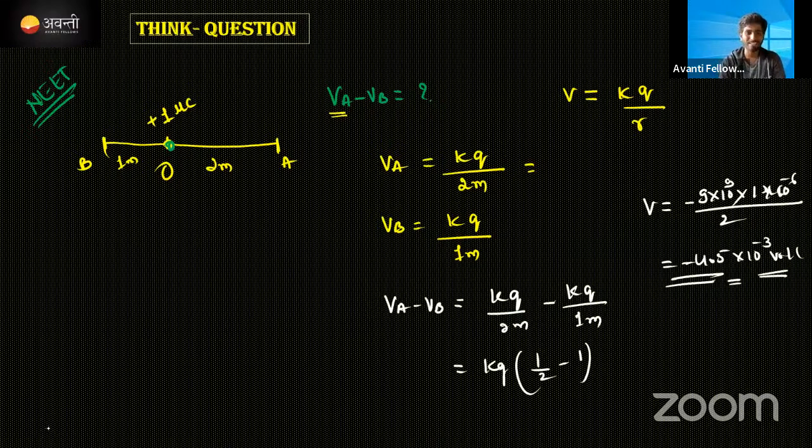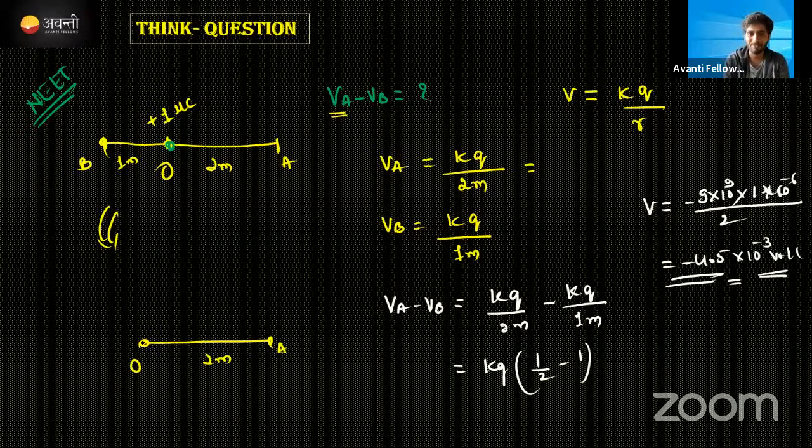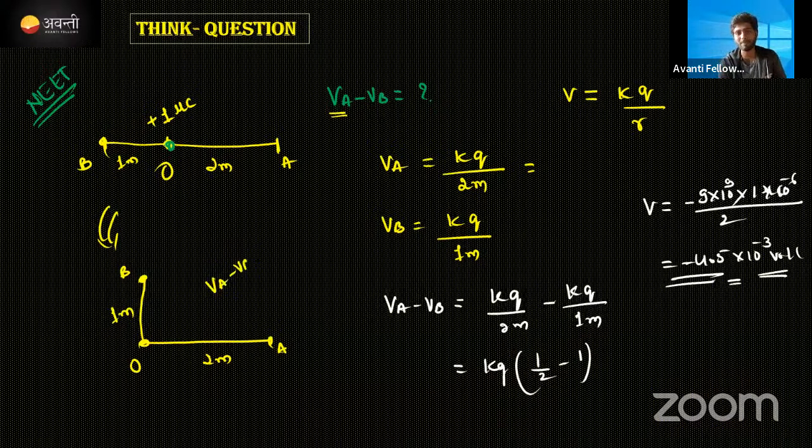Actually, what they said after this is that they change the place of B. Look here, point O is here, point A stays in the same place, 2 meters. Point B was earlier on the axial line, now I'm placing it at the equatorial point, at the same distance of 1 meter. Now tell me the potential difference VA minus VB they are asking. What is the value of VA minus VB?